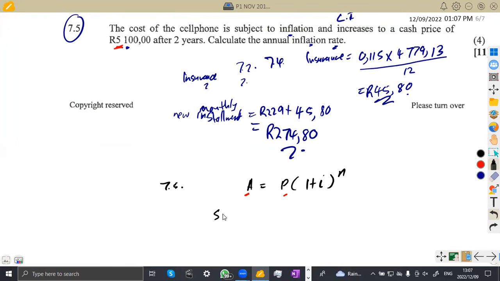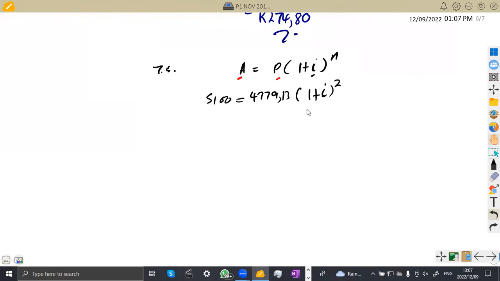So that means 5,100 is equivalent to the principal value, which is the original amount of the cell phone that we had before, which was 4779.13. Remember that previous amount. So it's going to be 4779.13 times 1 plus the interest rate, which is the inflation rate we need to calculate, that is i, to the exponent of n. The number of years we are given is 2 years. So let's calculate i. We can play our mathematical skills here and divide both sides by this expression.